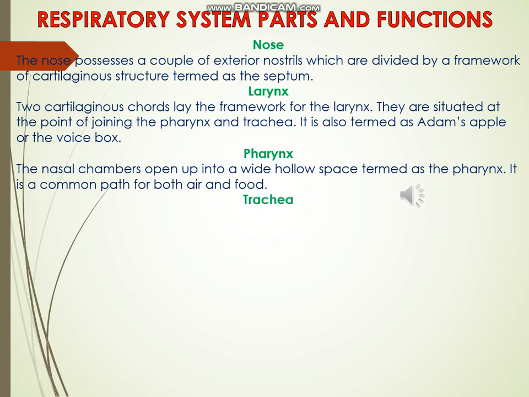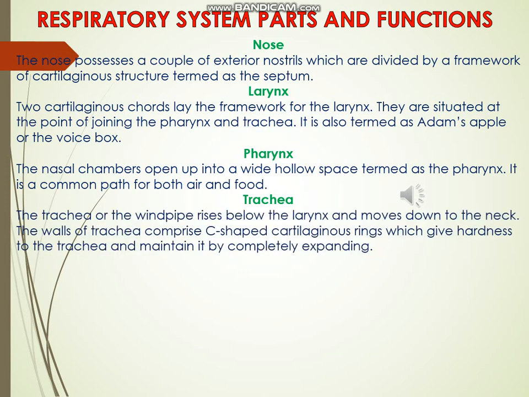Next one is the trachea. The trachea or windpipe rises below the larynx and moves down the neck. The walls of the trachea encompass C-shaped cartilage rings which give hardness to the trachea and maintain it by keeping it completely expanded. The trachea goes further down into the chest and splits into the bronchi for each lung.